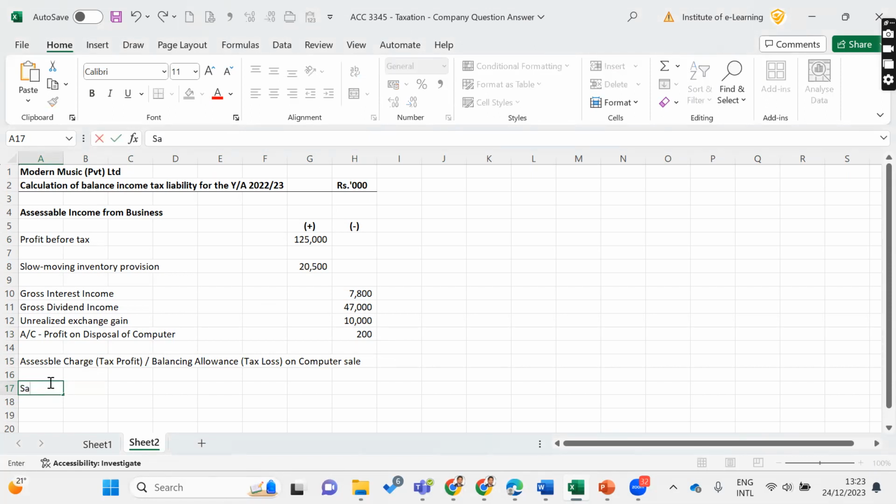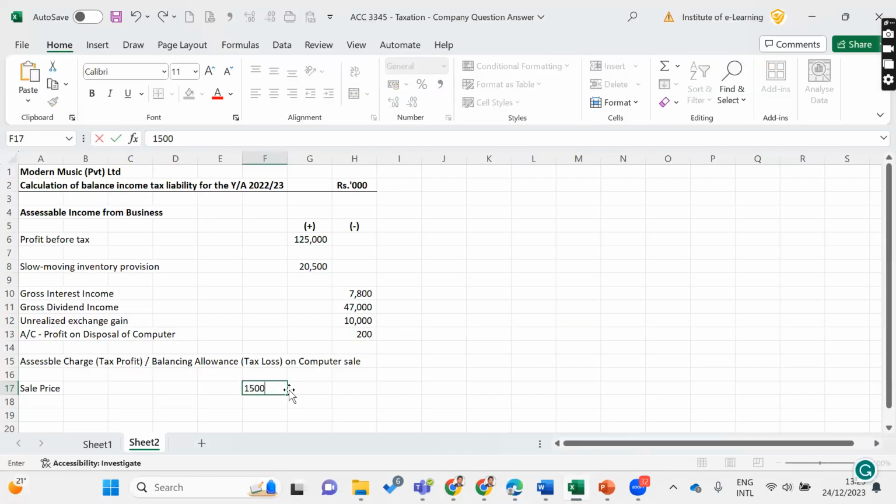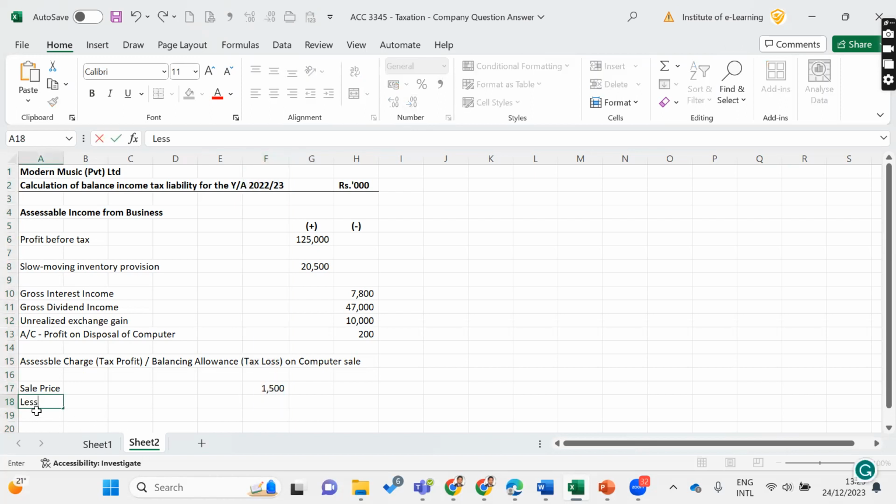So let's take the sale price, right? Sale price is how much? We have to look at the picture, right? Computer accessories purchase, right? The computer accessories purchased in the year of assessment 2021 was sold during the year, 1,500 due to technology upgrade, right? It doesn't matter the technology. Just look at the figures. They sold 1,500, right? And then selling price minus, you can deduct what?